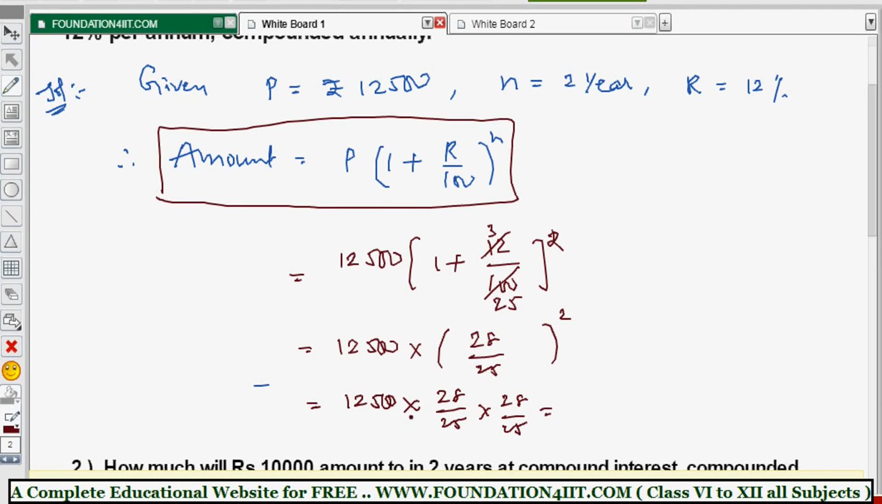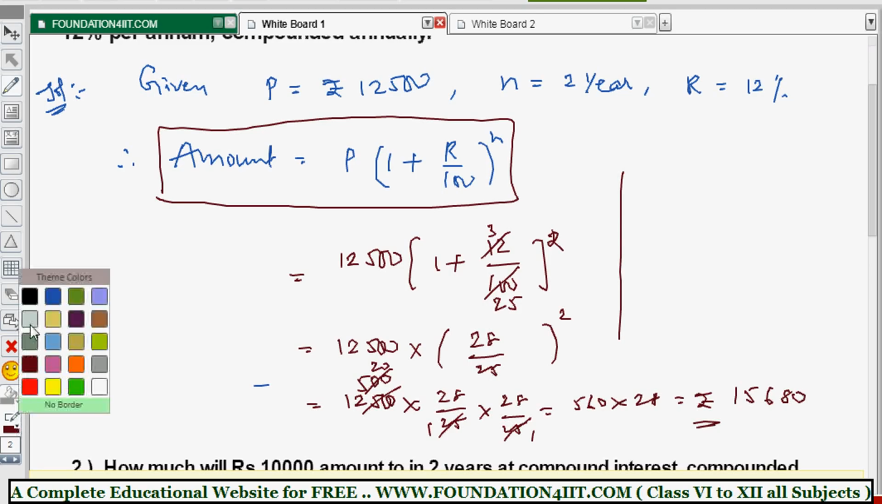You can do cancellation here. 25 ones are 25, 25 fives are 125, leaving 00. Again similarly, 25 ones are 25, 25 twos are 50, leaving 20. So 20 into 28 into 28. That is 28 into 20, 560, into 28. Just multiply and you'll get the amount. If you calculate, it is 15,680, right? This is the amount.